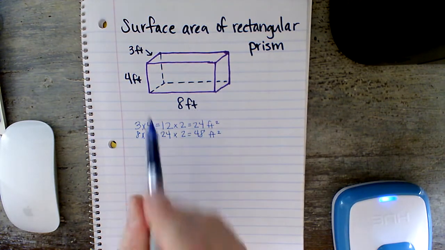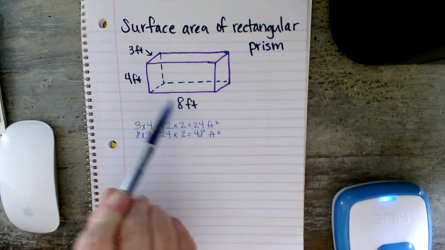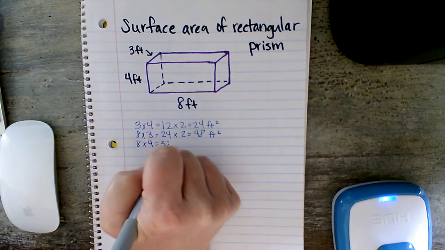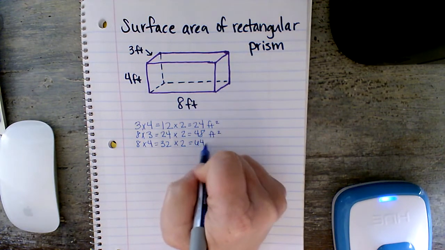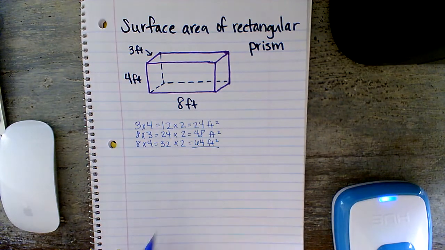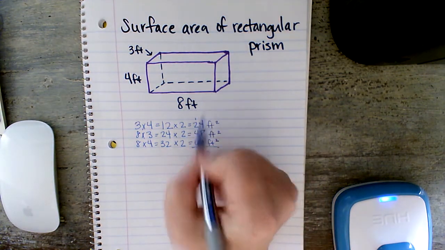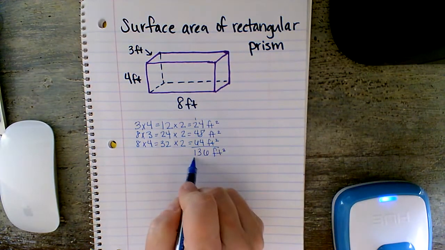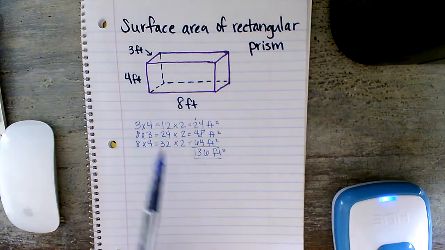And now I have to find the area of this front rectangle and this back rectangle. So I have 8 and 4. 8 times 4 equals 32. I multiply that times 2 and I get 64 feet squared. Now all I have to do is add these 3 things together. So I have 24 plus 48 plus 64, which is 136 feet squared. And that's my answer.